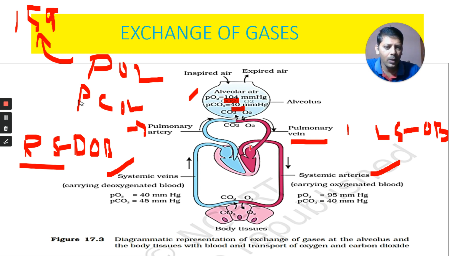Who is bringing the oxygenated blood to the heart? The pulmonary vein. Who is carrying that oxygenated blood away from the heart? The systemic artery. Who is bringing the deoxygenated blood to the heart from the body parts? The systemic veins. What carries deoxygenated blood to the lungs for oxygenation? The pulmonary artery. You have to remember these blood vessels. We learned partial pressures of oxygen and carbon dioxide in the alveolar air. Now the pulmonary artery.